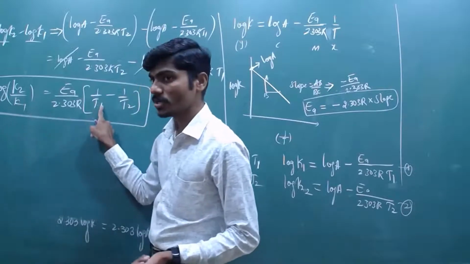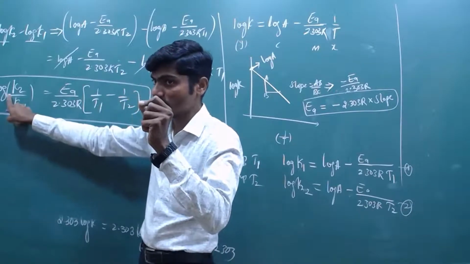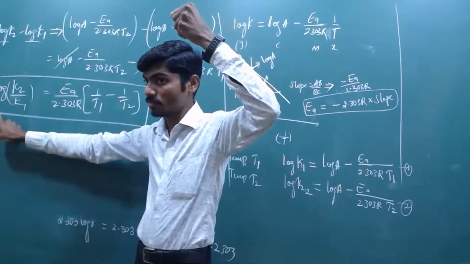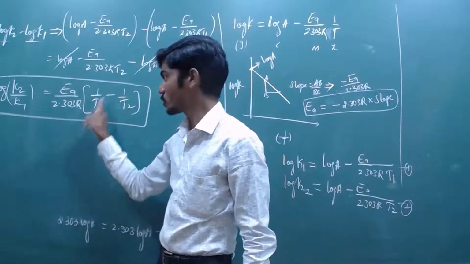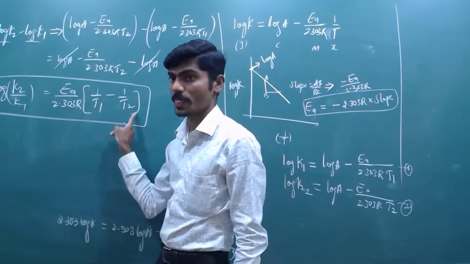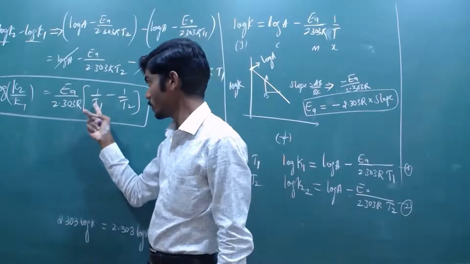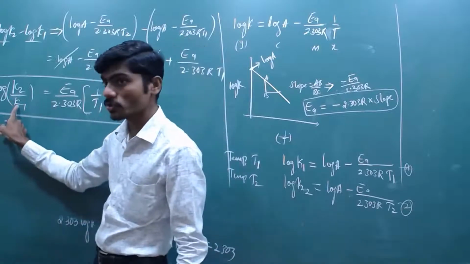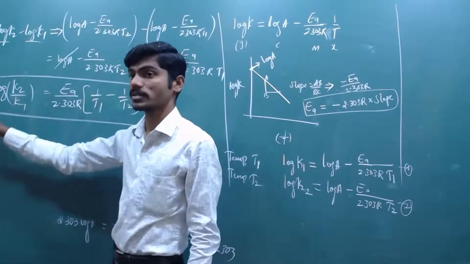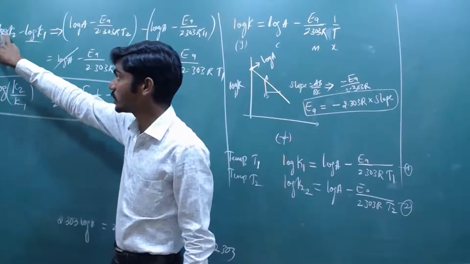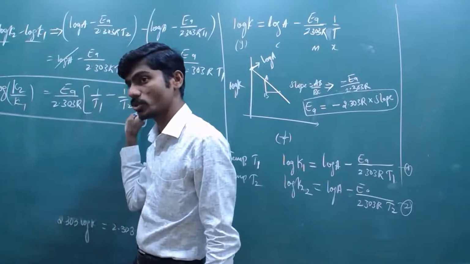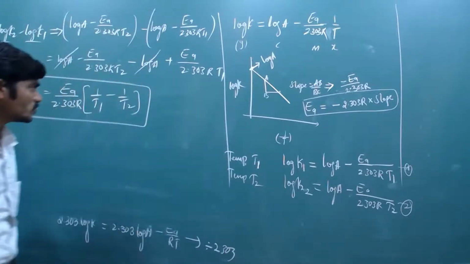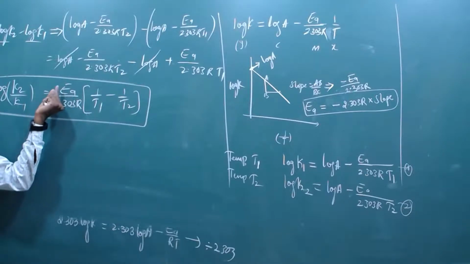Look at this. At low temperature, the rate constant value is less. As the temperature increases, rate constant values increase. Higher value by lower value, T2 is greater than T1, so this value will come positive. If it is 1 by T2 minus 1 by T1, then its value is negative. And here this also becomes negative because K1 by K2. So if we select K2 minus K1, then it is 1 by T1 minus 1 by T2. If reversed, we will get different signs accordingly. So this is the expression to find activation energy.